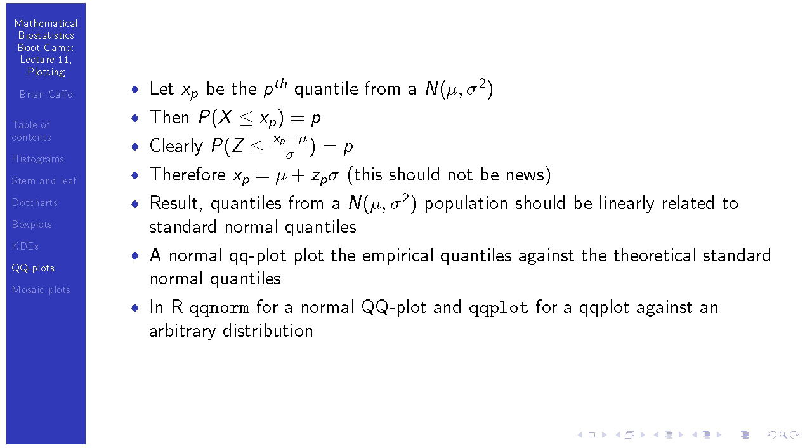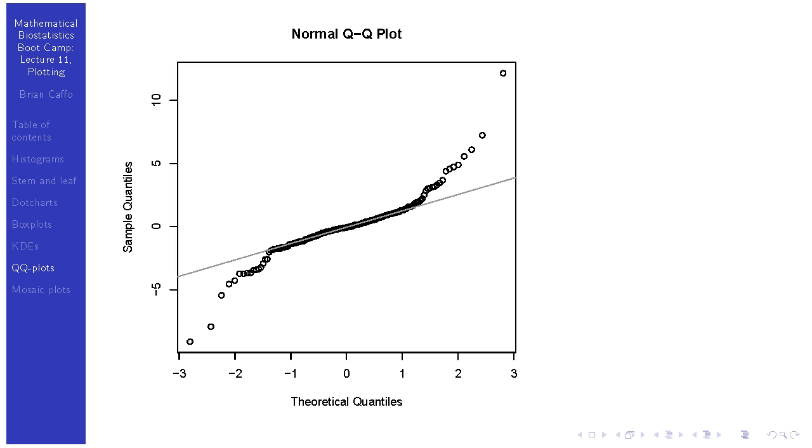So at any rate, the result is that quantiles from any non-standard normal distribution should be linearly related to standard normal quantiles. What a normal QQ plot does, for example, is plot the empirical quantiles of your data versus theoretical standard normal quantiles. In R, qqnorm does a QQ plot, and a QQ plot basically plots your empirical quantiles versus theoretical quantiles from any distribution. And here's an example of a normal QQ plot.